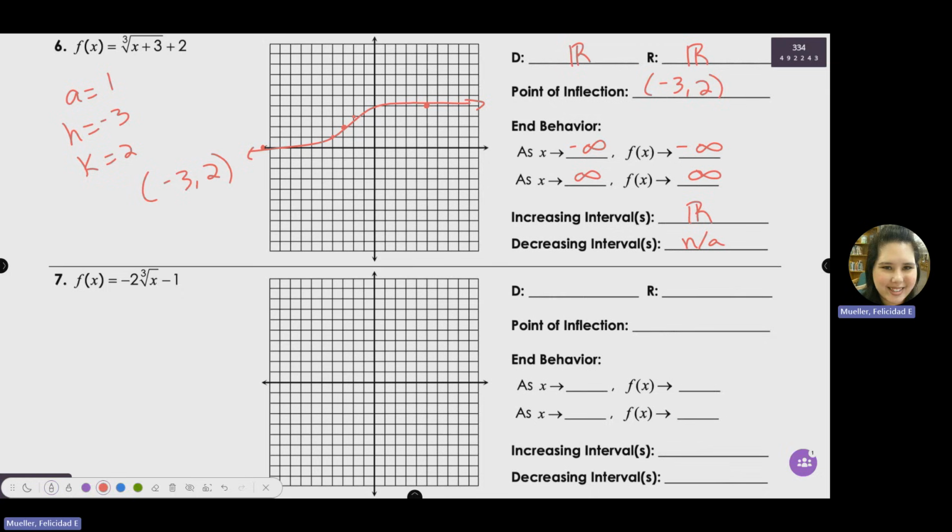All right, let's go ahead and check your number 7. So A is -2, H is 0, K is -1, so 0, -1. Domain and range: all real numbers, negative infinity to infinity. So let's take a look. So 0, -1, so I went down 1. I would go over 1 and up 1, and then we multiply that by -2, so I'm actually going to go down 2 from there.